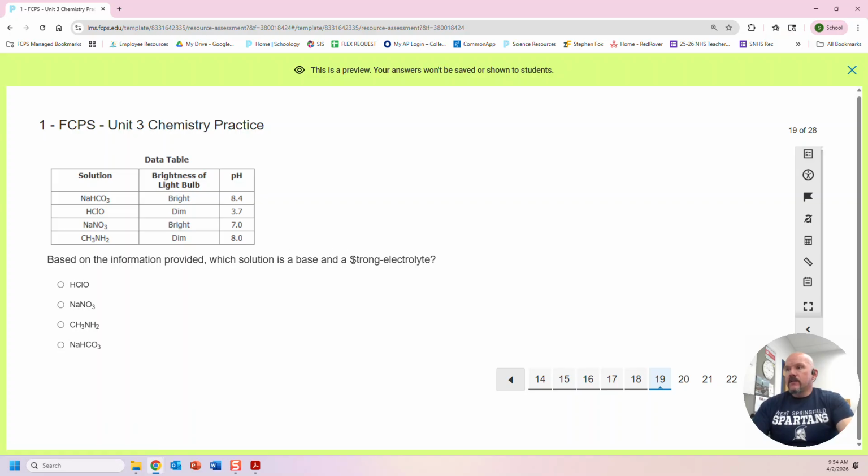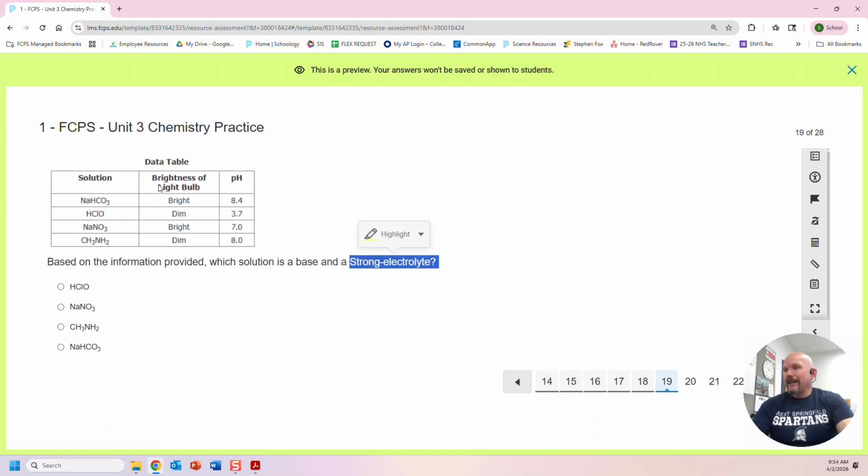Okay, so this is a strong electrolyte. So that means bright light bulb. And basic solution means pH greater than 7, right? So this one's an acid, and it would be a weak electrolyte. This one is a base, and since it's bright, a strong electrolyte. So it's sodium bicarbonate, okay? If it said weak electrolyte but a base, then it would be this one right here, because dim would be a weak electrolyte, and above 7 would be basic, all right?